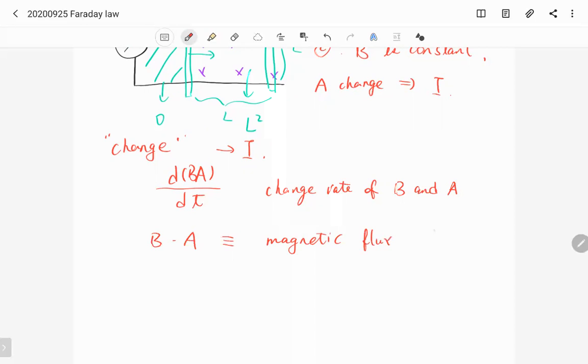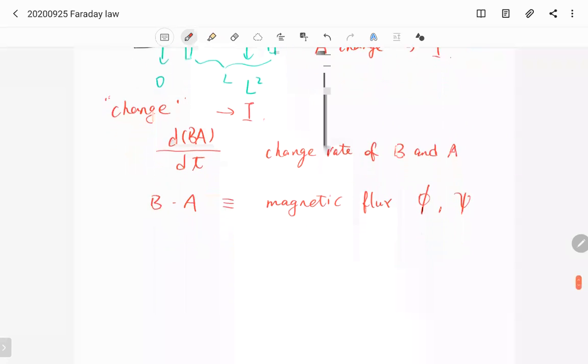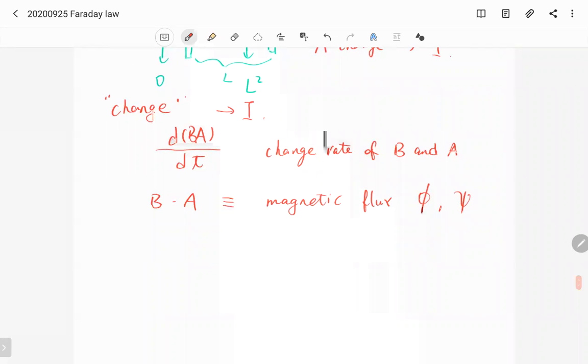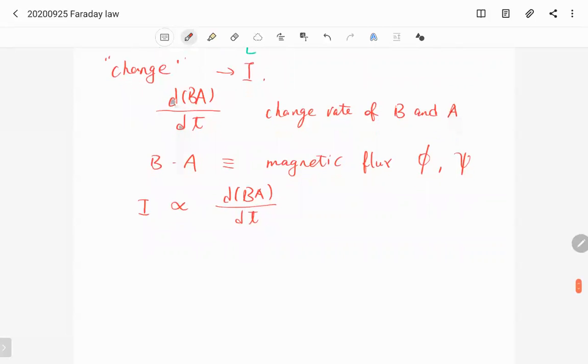And we can use phi to represent the flux, or sometimes they use psi, depends on your preference. So in this case, we have the current is proportional to the change rate of the magnetic flux. So we have this over dt. Right. So current is proportional to the change rate of magnetic flux. This is called Faraday's law.